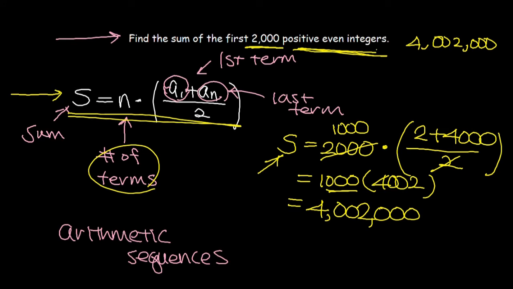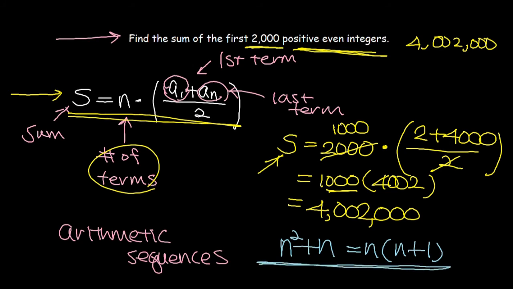What is that formula? It's really, really simple. It's n squared plus n, or people most likely refer to it as n times n plus 1. You just have to know this one formula, and you'll know the answer to this question without having to use this summation formula. Let's actually try to do this. Let's try to plug in the numbers right here.